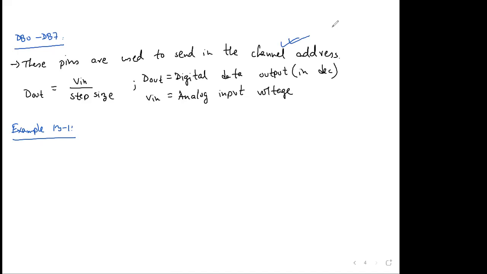For the timing, this much is enough. So let us look at the conversion process. Our D out is given by V in divided by step size, where D out is our digital data output and V in is our analog input voltage. We already know what step size is, so I have not written anything about the step size. Okay, I hope you have understood this. So now let us try to solve some maths and let's see how much you have understood.